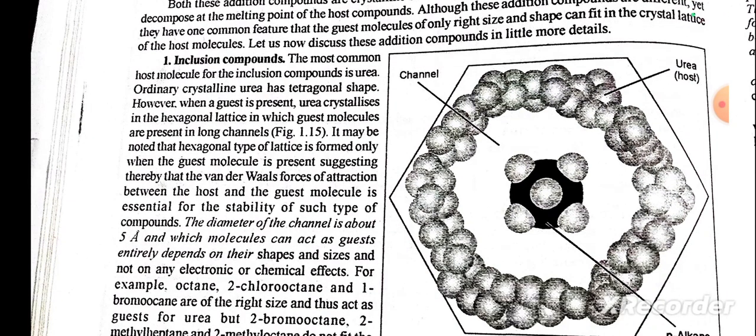First is excluding compounds. The most common host molecule for the excluding compounds is urea. Ordinary crystals of urea are tetragonal in shape. However, when the guest is present, the urea crystallizes in a hexagonal lattice in which the guest molecules are present in the long channels. It may be noted that the hexagonal shape of the lattice is formed only when the guest molecules are present. Thereby, the van der Waals force of attraction between the host and the guest molecules is essential for the stability of such a compound.